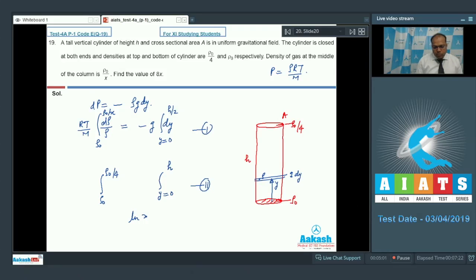On solving, it comes out to be ln x is equal to ln 2, so x is equal to 2. We have to find the value of 8x, so the value of 8x is 16. So the correct answer for question number 19 is 16. Let's move to question number 20.